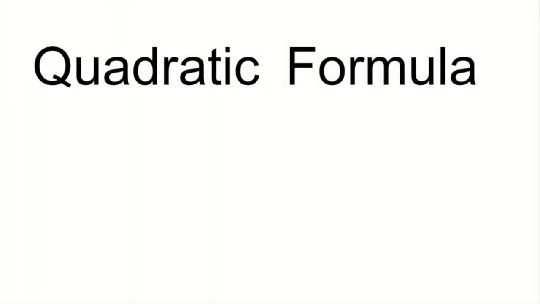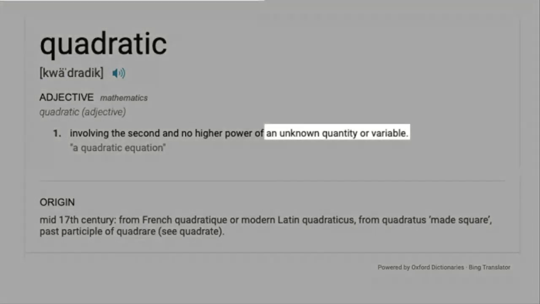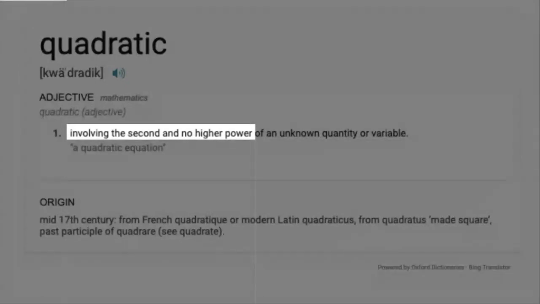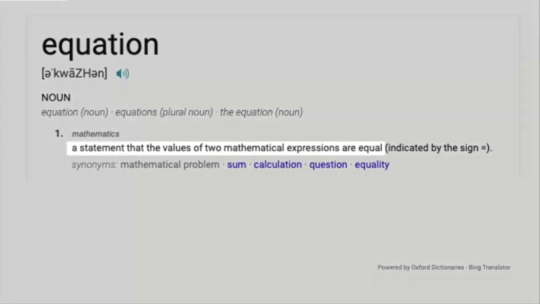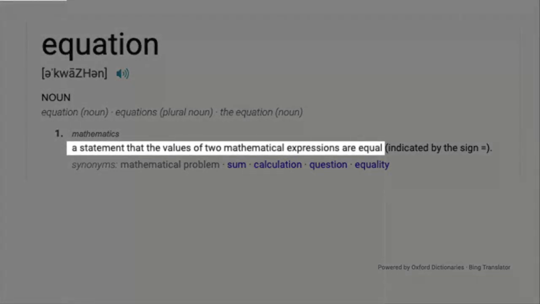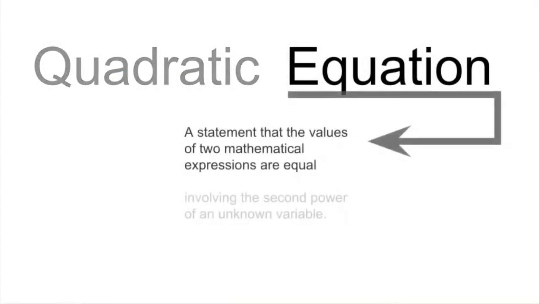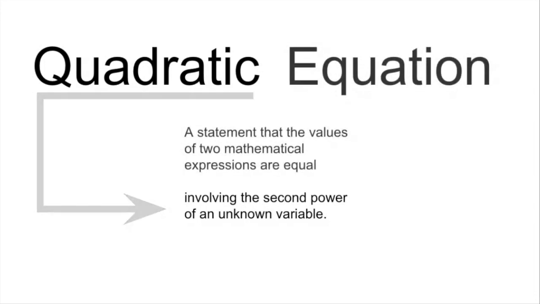Before we begin with the quadratic formula, let's take a quick look at quadratic equations. A quadratic is an unknown quantity or variable involving the second and no higher power. An equation is a statement that the values of two mathematical expressions are equal. So we put those two definitions together and we get: a quadratic equation is a statement that the values of two mathematical expressions are equal involving the second power of an unknown variable.